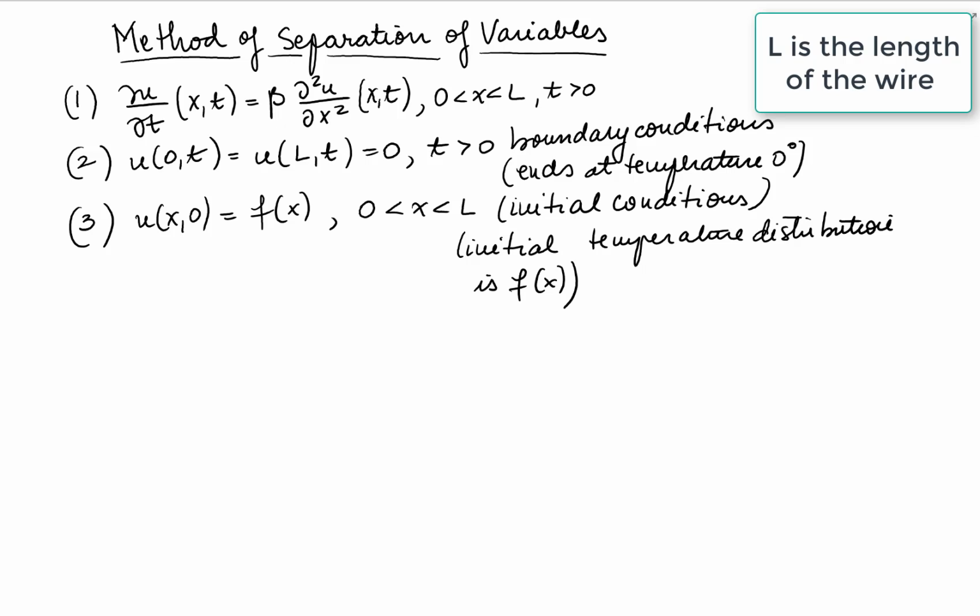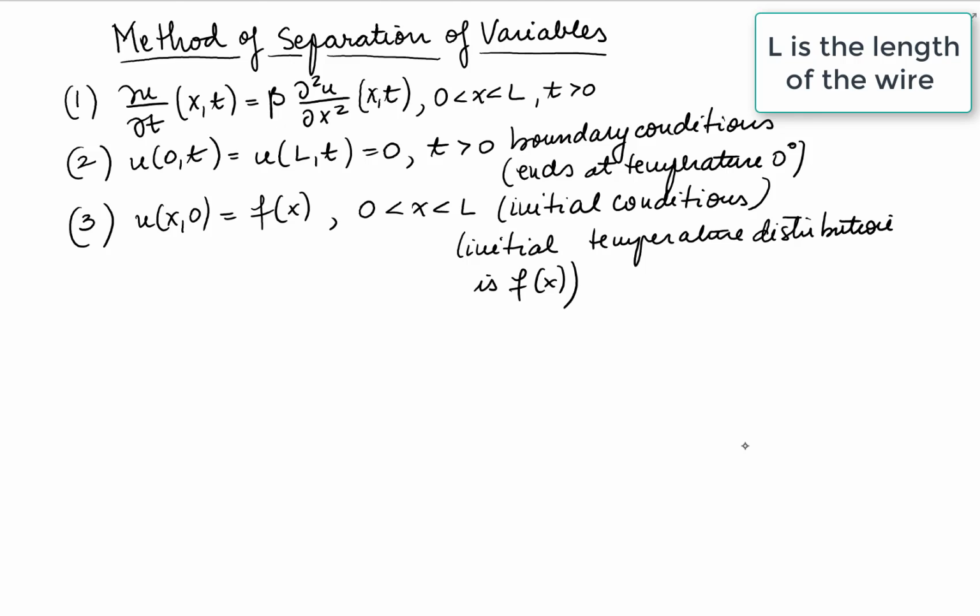And we have the boundary conditions, which are representing that the ends of the wire are at temperature 0 degrees. So u(0,t) equals u(L,t) equals 0. And the initial condition, u(x,0), so when time is 0, equals f(x) when x is between 0 and L, where the initial temperature distribution is f(x).